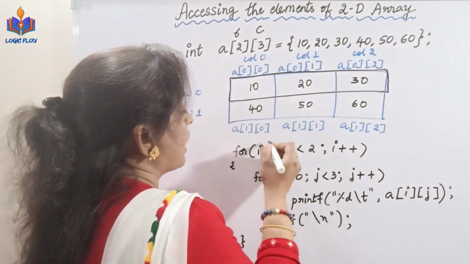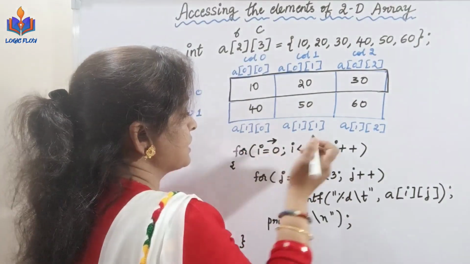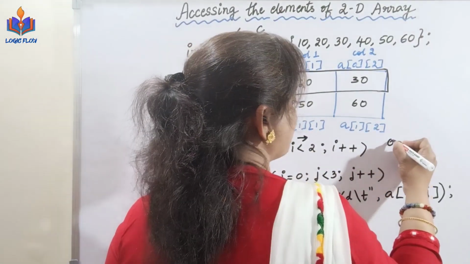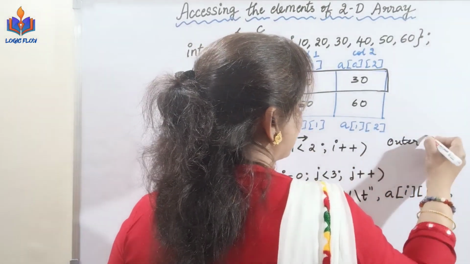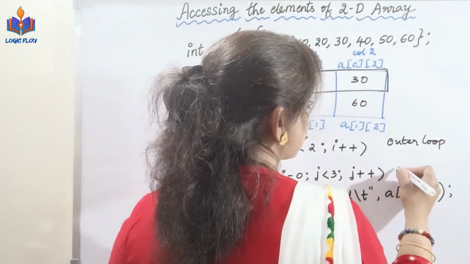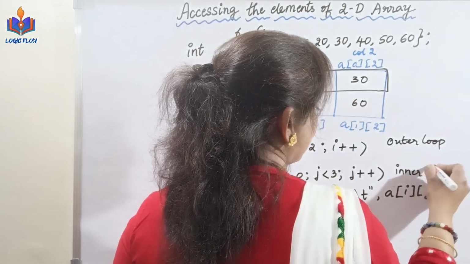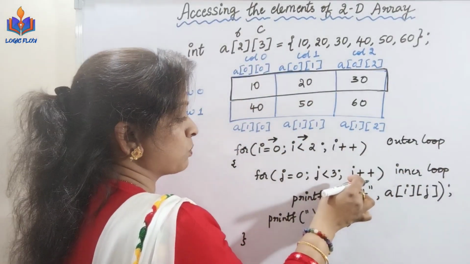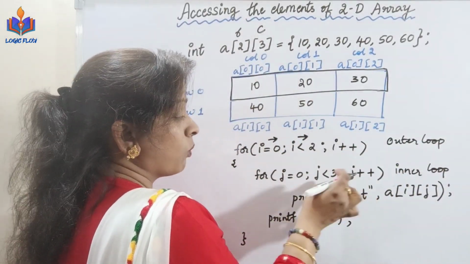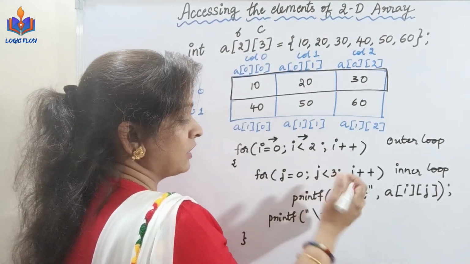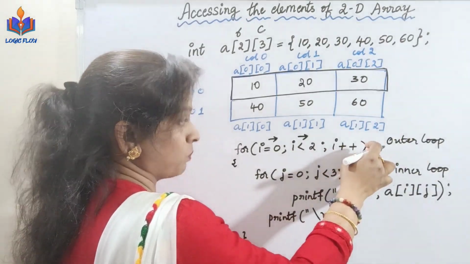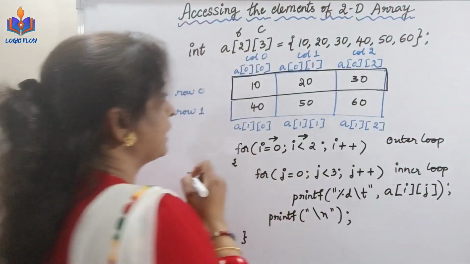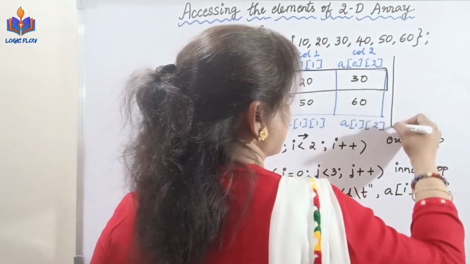I equal to 0, the loop starts, I less than 2. So this is the outer loop and this is the inner loop. For the given outer loop, the inner loop has to be executed completely. Once the inner loop gets terminated, the control goes back to the outer loop. So we'll see how the flow goes on here. Let me write the iterations here.